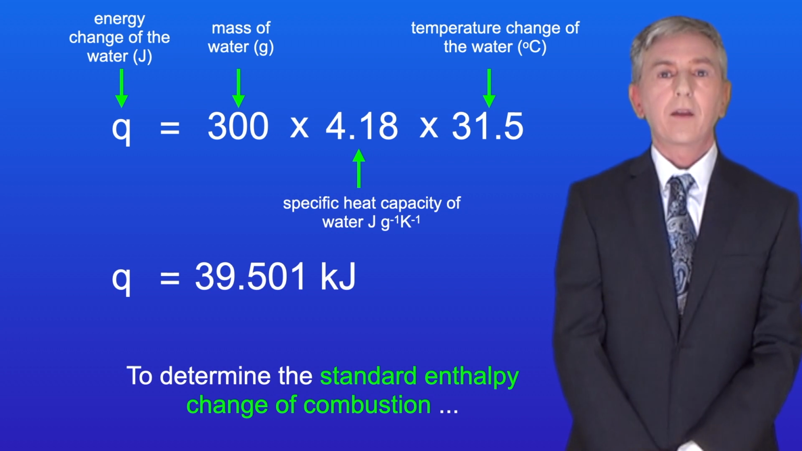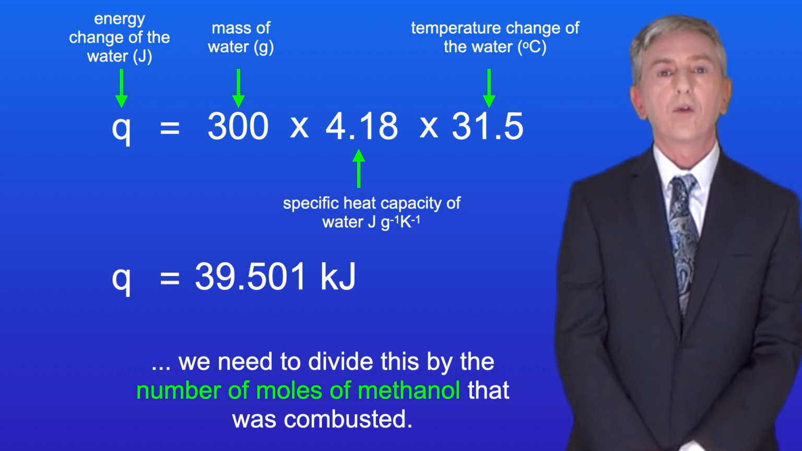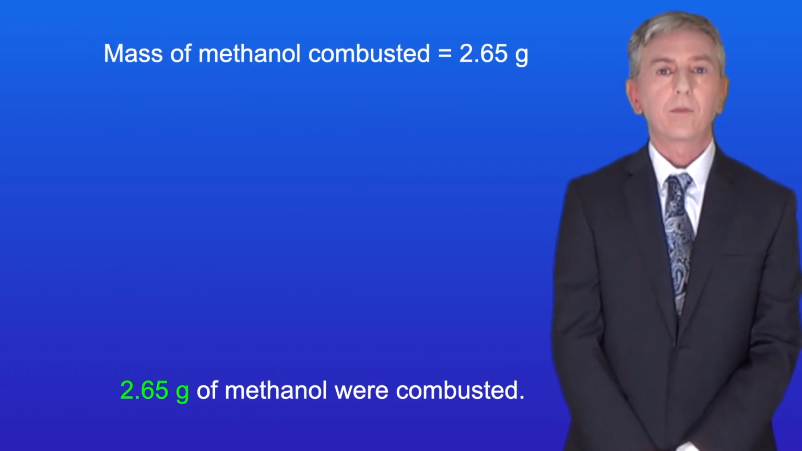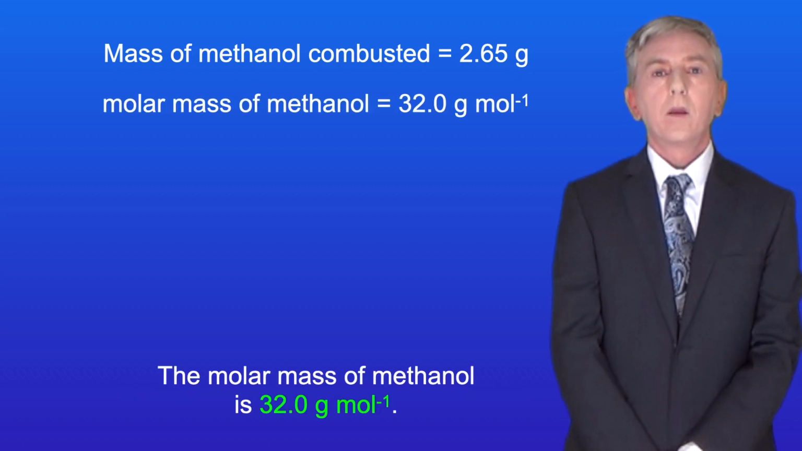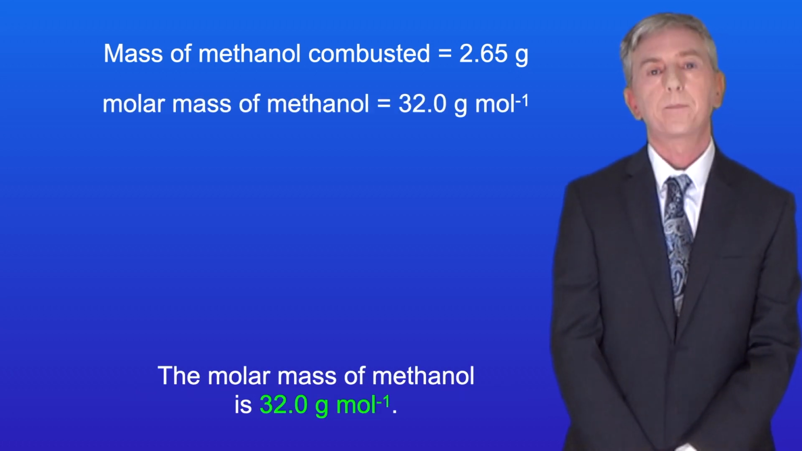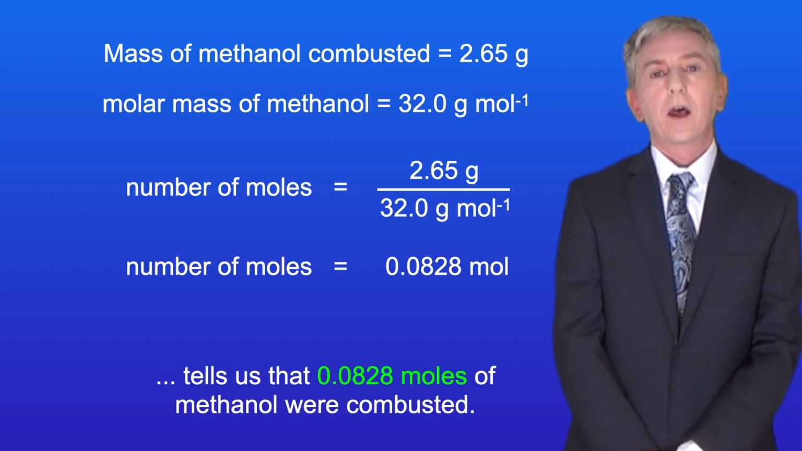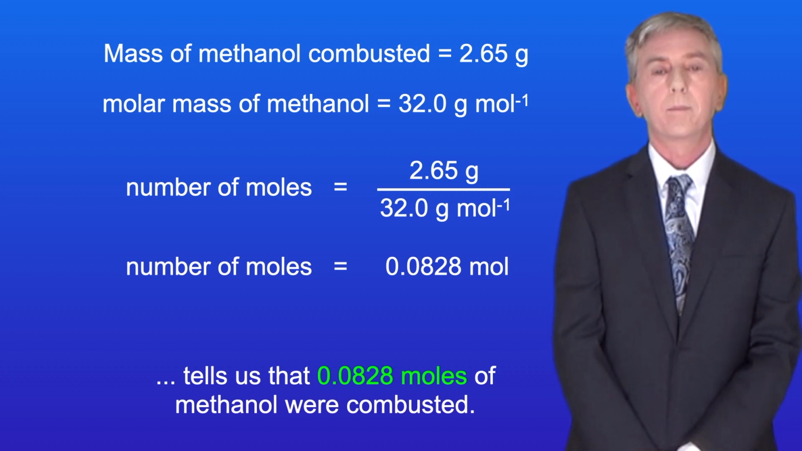To determine the standard enthalpy change of combustion, we need to divide this by the number of moles of methanol that was combusted. 2.65 grams of methanol were combusted. The molar mass of methanol is 32.0 grams per mole. Dividing the mass by the molar mass tells us that 0.0828 moles of methanol were combusted.